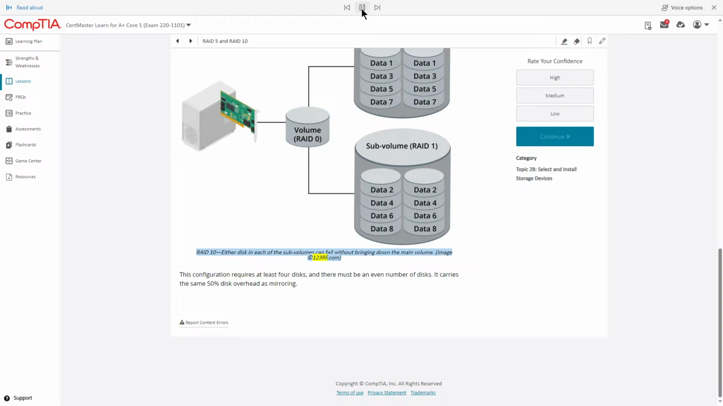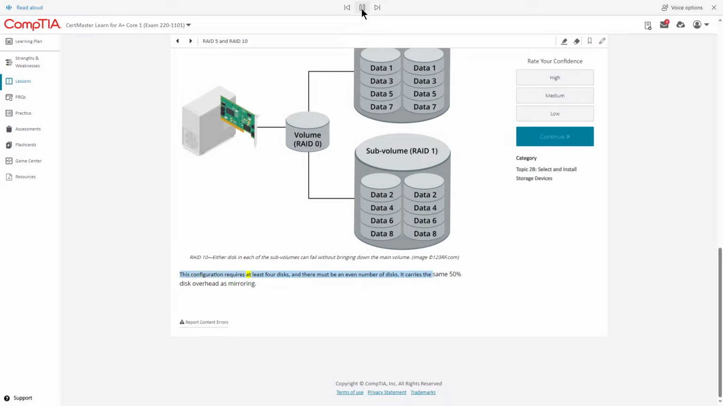Image copyright 123rf.com. This configuration requires at least 4 disks, and there must be an even number of disks. It carries the same 50% disk overhead as mirroring.